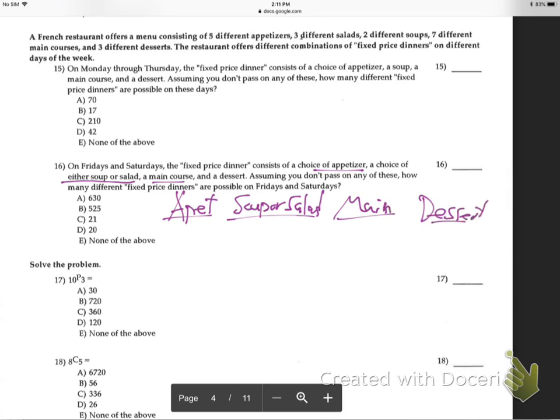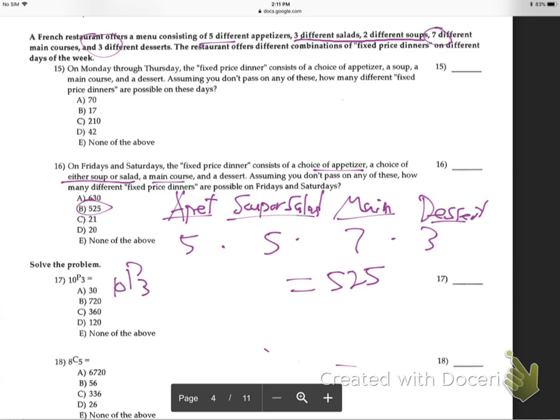So if you look back up, there's how many? 5 appetizers, 3 salads, 2 soups. So when I pick either a soup or a salad for my second decision, how many options? 5, because there's 3 salads and 2 soups. You can have any of those 5 things. The main is 7 still, and the desserts are 3. 525? B. Good.